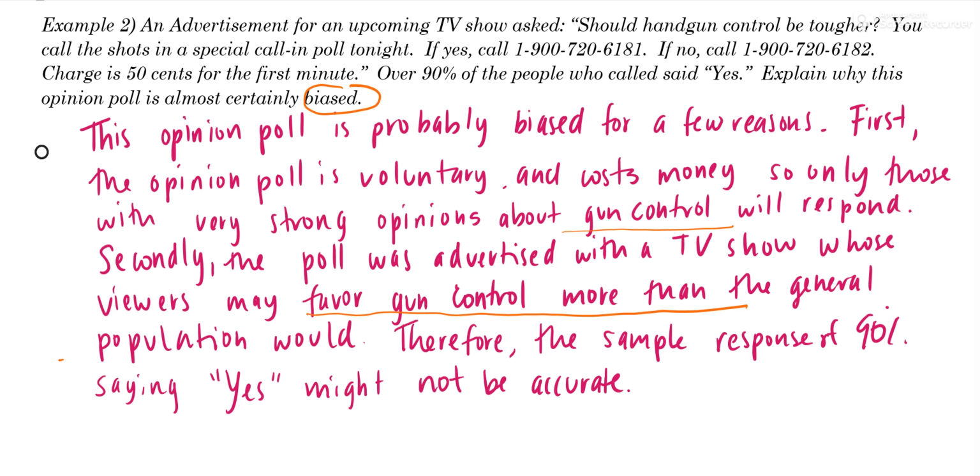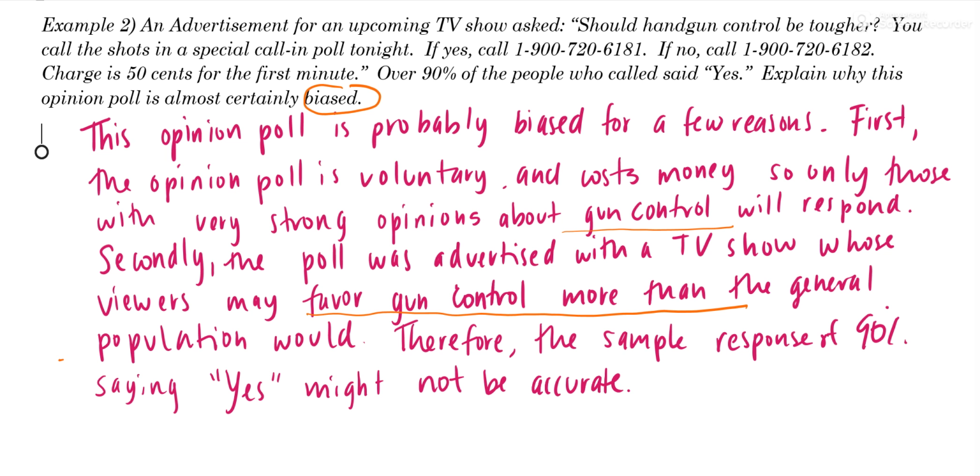So you can't just say it's biased because it's voluntary. Not good enough. We got to connect that back to context. You can't just say it's biased because it was advertised as a TV show. Not good enough. How is that biased? Why would that create a problem? It's biased because they charge money. Okay, that's great. How is that biased?